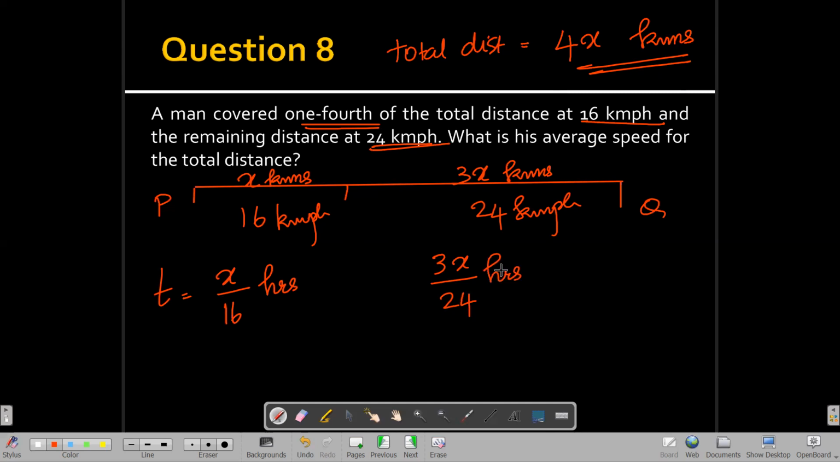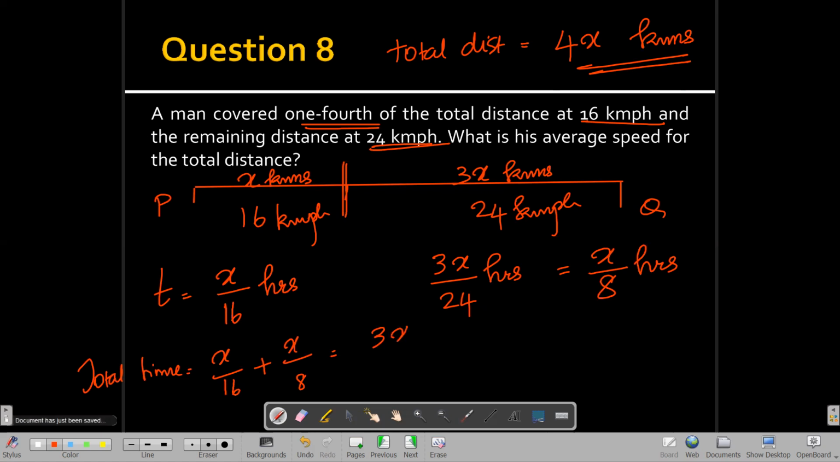So you are getting the time now, that is to cover the 1/4 of the distance and also the remaining distance. 3x upon 24 is nothing but x by 8 hours. We already know the total distance, now we can find the total time. Total time will be x by 16 plus x upon 8. That is as good as 3x upon 16, because x by 8 is nothing but 2x upon 16. So 2x plus x, 3x upon 16. That's what you are getting as the total time.